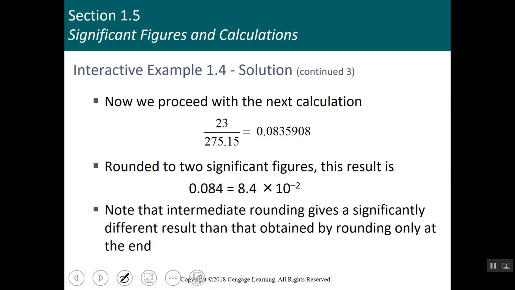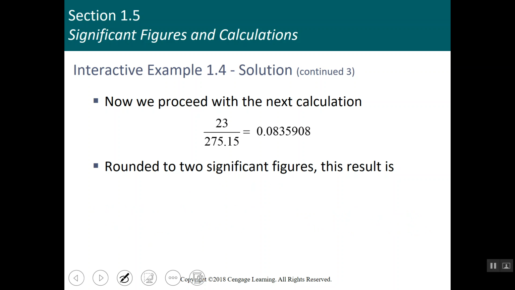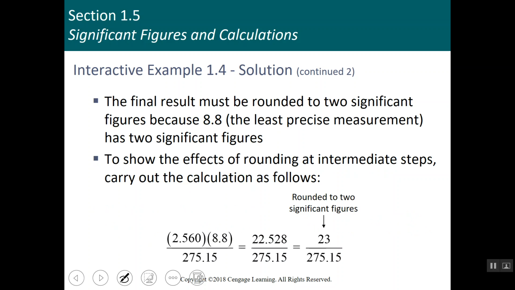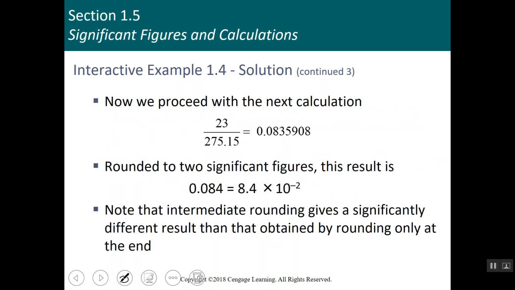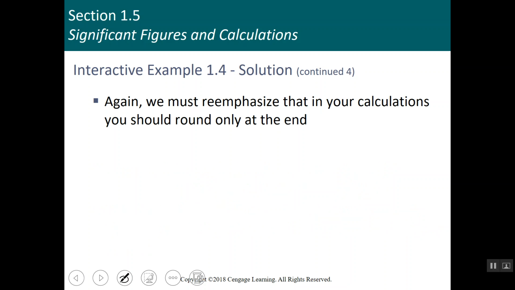So what this shows is that these last few steps showed intermediate rounding. So you don't want to round too early. You want to go ahead and do all of your calculations. Notice that it is significantly different than this 0.082 that we got before. So just be mindful of that. Don't round until the end.